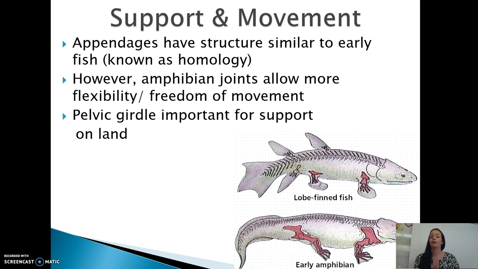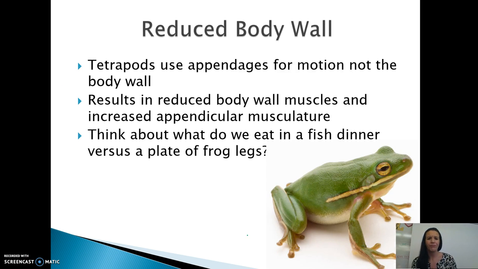However, amphibians have joints, and those joints allow for much more movement than a fish. They also have a pelvic girdle, which is really important for living on land. They do have a reduced body wall, so they use their appendages for motion and not the body wall like a fish, if you remember all the muscles that fish have. So this has reduced muscles and increased musculature in their appendicular areas.